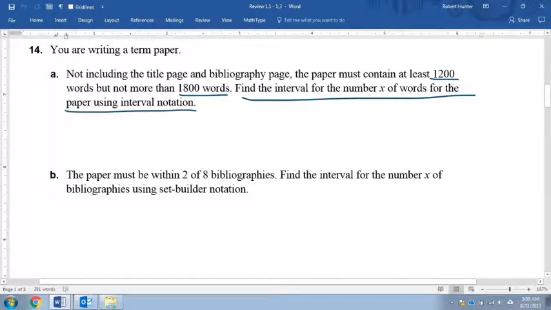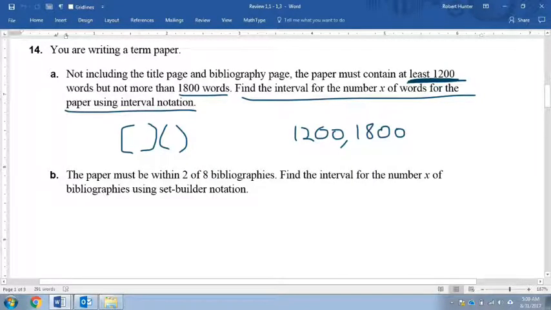Okay, so basically interval notation, remember that's the brackets and the parentheses. So here we go. At least 1,200, that's our bottom. 1,800. You just need to decide, are those included? Well, if I'm at least 1,200, your teacher's going to accept 1,200. But no more than, I can't go over 1,800, but I can hit the 1,800. Just like that.